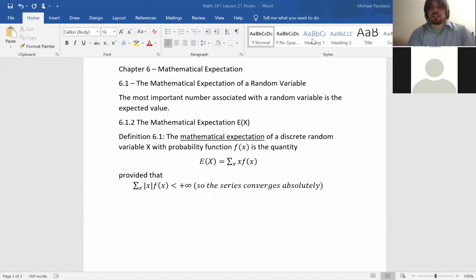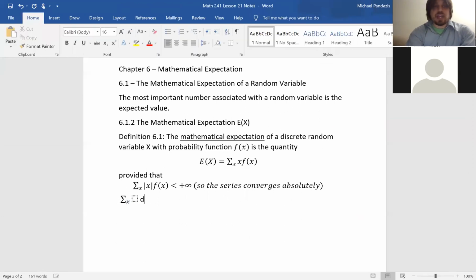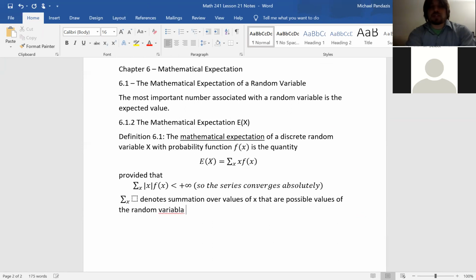I'm just going to write down what I said aloud, that the sum over possible values of x denotes summation over values of x that are possible values of the random variable capital X. So capital X can only take on certain values. It can't take on any possible value. So we're summing over the little x as little x ranges over all possible values of our random variable capital X. So if capital X can only take on the values 1, 2, and 3, then this sum will only be taken for little x equals 1, little x equals 2, and little x equals 3. We'll see examples.